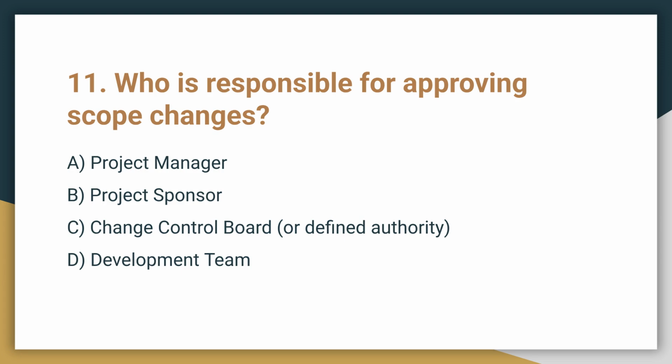Question 11. Who is responsible for approving scope changes? A. Project Manager, B. Project Sponsor, C. Change Control Board, or D. Development Team. The correct answer is C. The Change Control Board, or defined authority, is responsible for approving scope changes. The project manager manages the process.